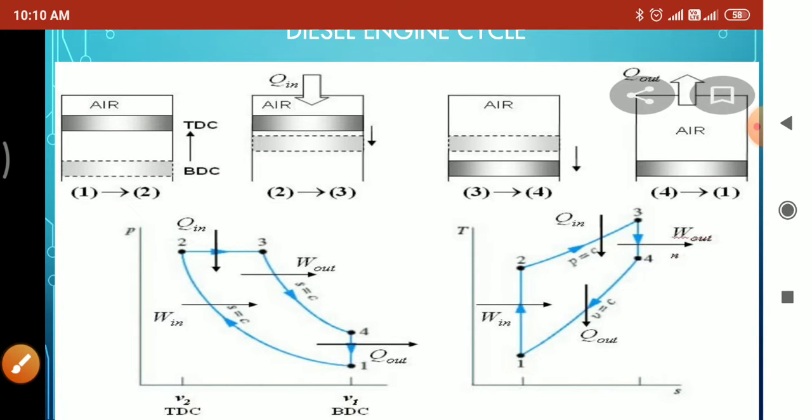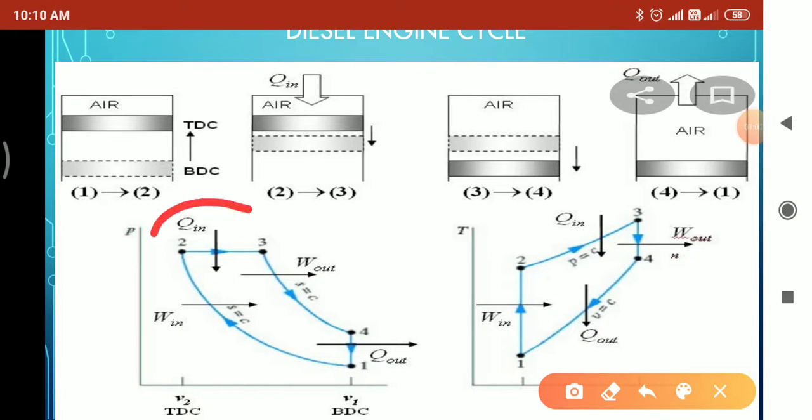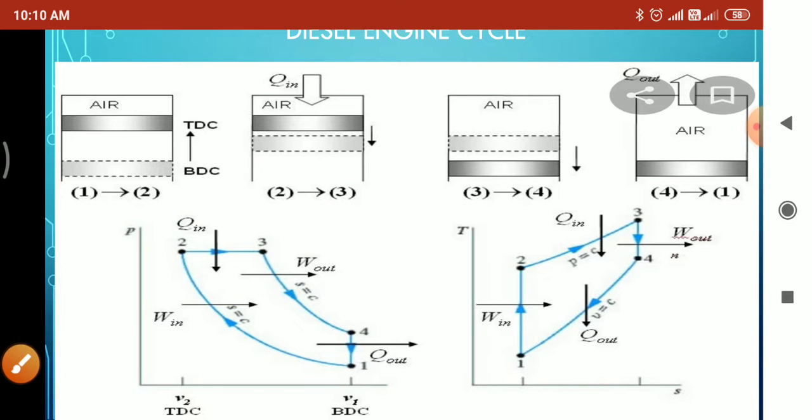This cycle is also known as the constant pressure cycle because the heat is added at constant pressure in this process only. See here, in this process the heat is added. That's why it is called the constant pressure cycle. It consists of two reversible adiabatic or isentropic processes, one constant pressure and one constant volume process. This is the diesel engine cycle. Let me explain the processes one by one.